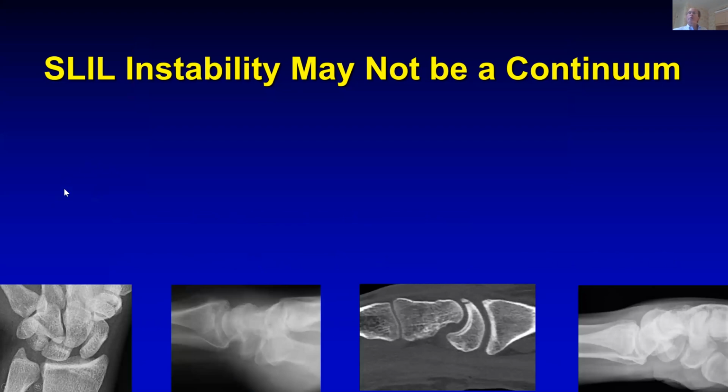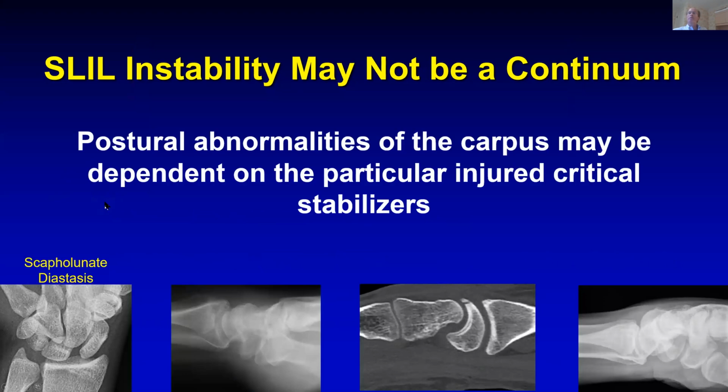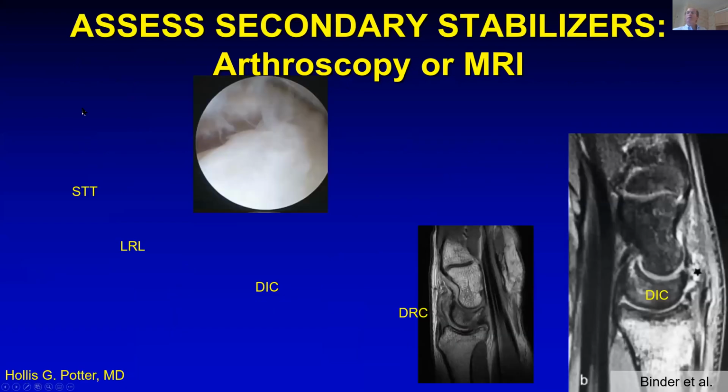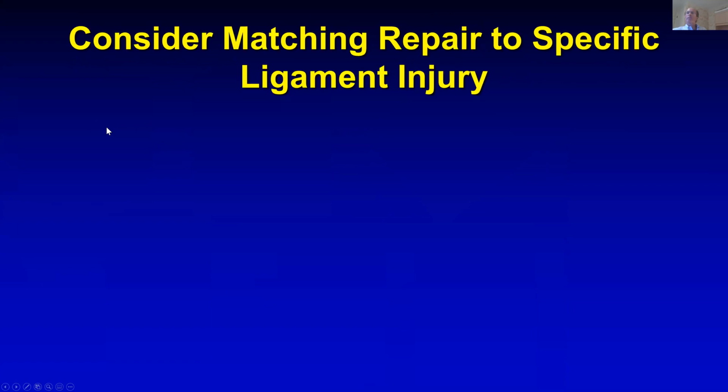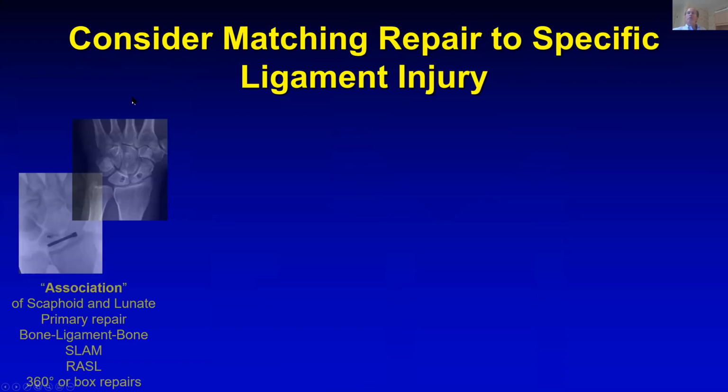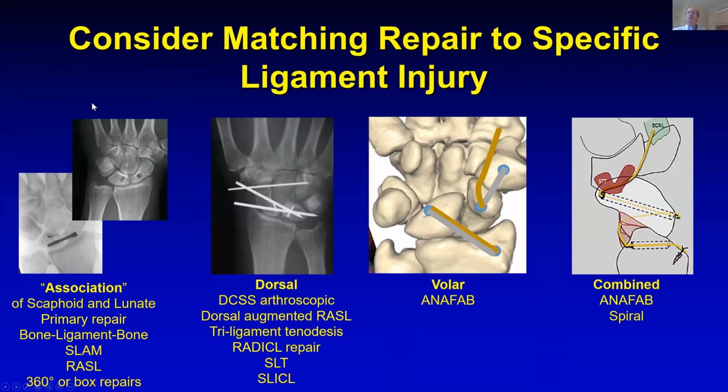I don't have sufficient time to elaborate on the effects of different ligament sections on gap, angle, and translation, but what seems to be evident is that various postural abnormalities of the carpus may be dependent on injury to different secondary stabilizers or critical stabilizers. As we continue our search for the ideal scapholunate repair, we should consider gaining a detailed inventory of injury to additional critical stabilizers using either MRI or arthroscopy and customizing our repairs accordingly. With so many creative repairs from several different classes, we might consider an individualized approach rather than a traditional one-size-fits-all approach to dissociative carpal instability.